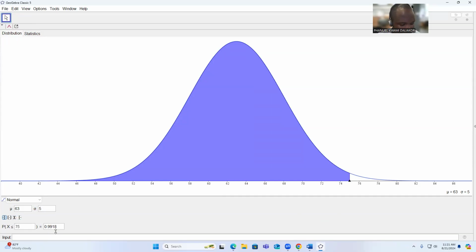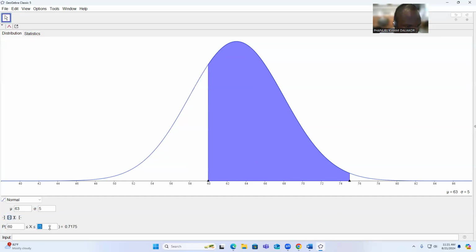Okay, the third one says that we should find the probability between. So there you use what? The interval. The first one is 60 and 70. You have it to be 0.645. So the probability of scoring between 60 and 70 is 0.645. Okay, so now we move on to our question C.